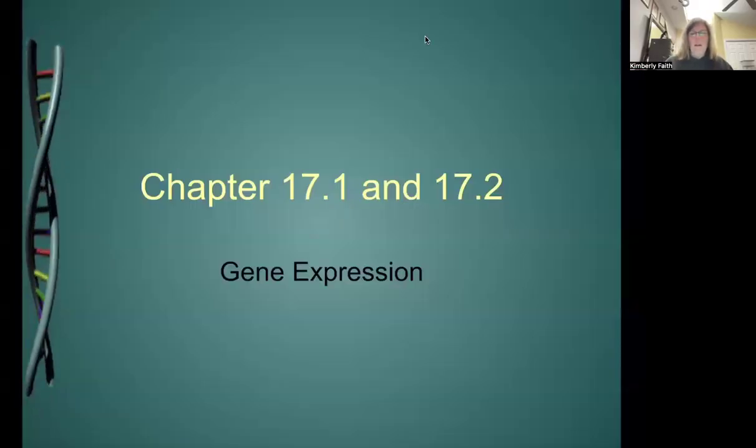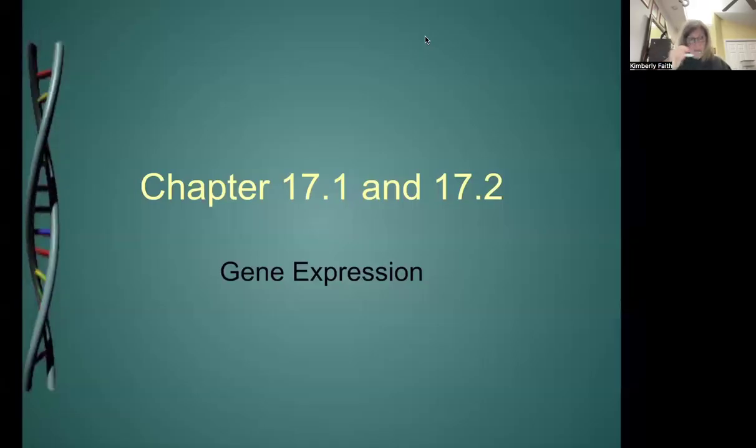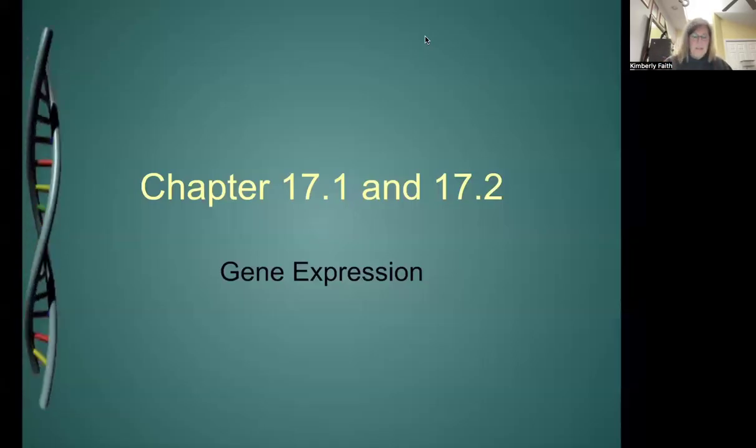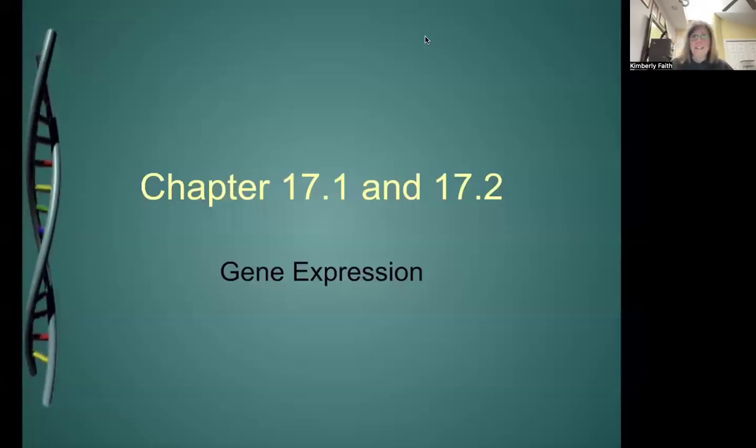Okay, we're going to talk about gene expression. In the last chapter, we talked about replication, DNA replication. Here we're going to talk about transcription and translation.